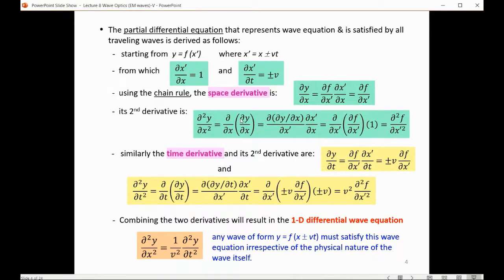That is, this equation relates to this equation, and here we have this term as common. So del squared y del x squared will be equal to 1 over v squared del squared y del t squared. So any wave that is of the form given by this tells us that it's a traveling wave, and it must satisfy this wave equation irrespective of the physical nature of the wave itself.